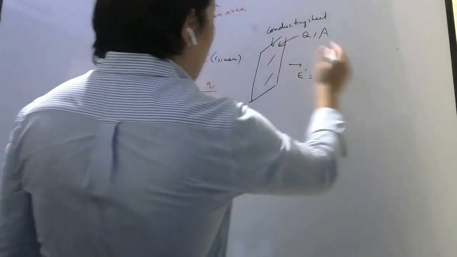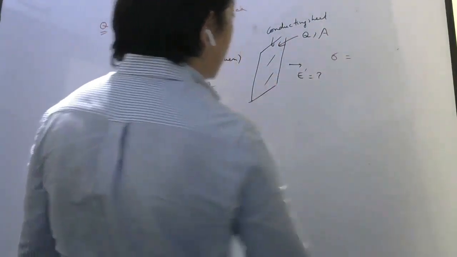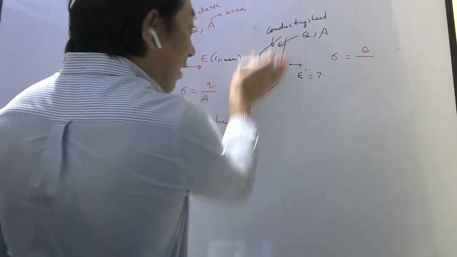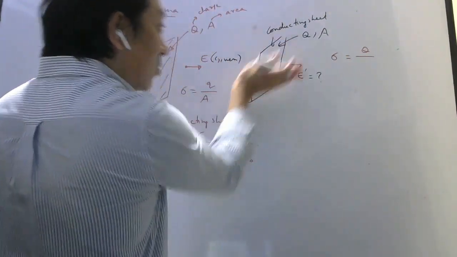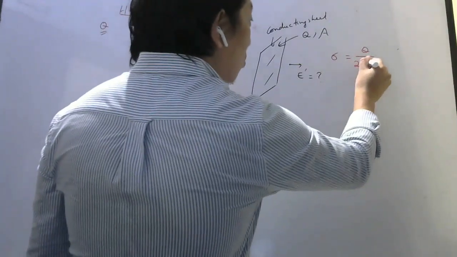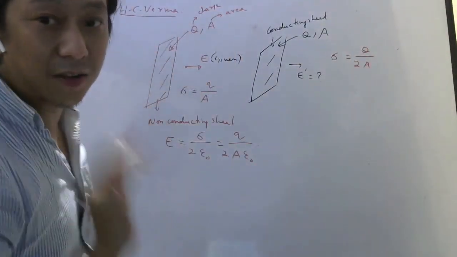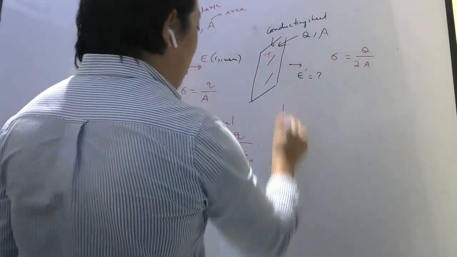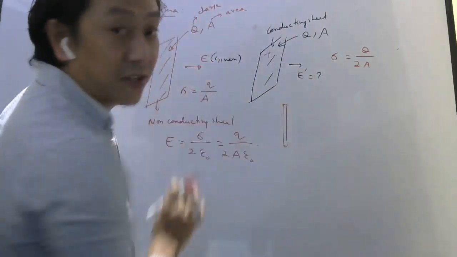So here sigma will be equal to charge Q divided by area, not only A, because it is spread here and on the back side also. So 2A you have to write. Very, very important point. The charge will spread here and on that side also, because if it is a conductor you have to assume some thickness.